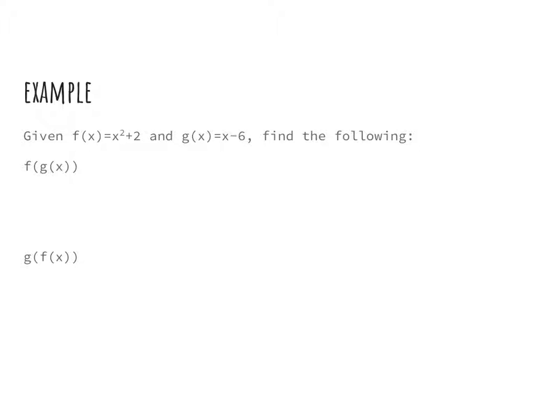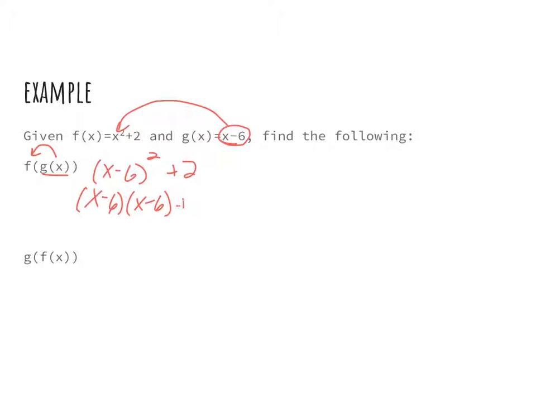Another example here, we've got f of x is x squared plus 2, g of x is x minus 6. If we're finding f of g of x, again, I take g of x and I plug it into f of x. So I'm going to take this x minus 6, and I'm going to plug it in for x. So instead of x squared, I'm going to have x minus 6 squared plus 2. Remember, x minus 6 squared is the same as x minus 6 times x minus 6.